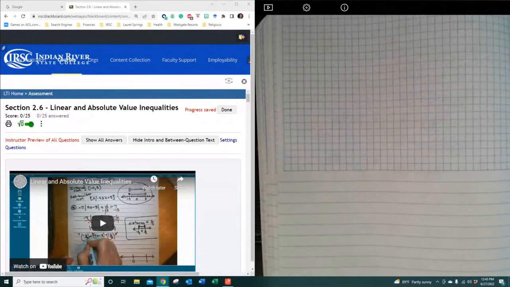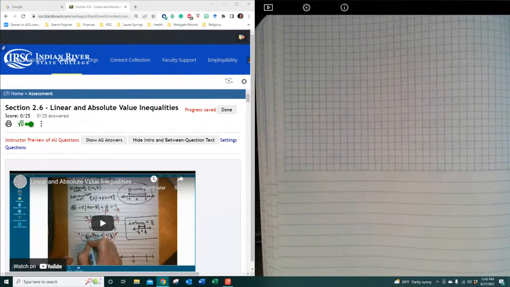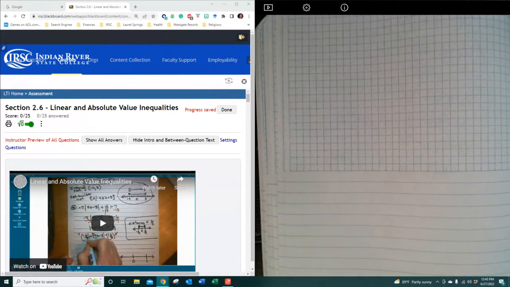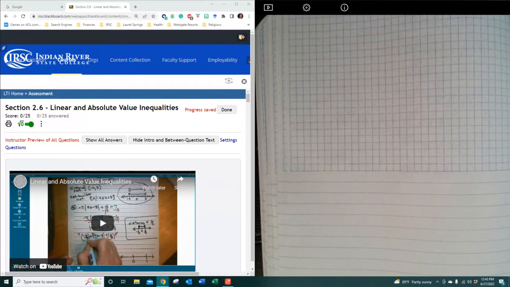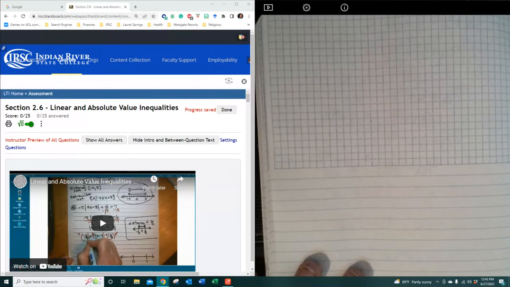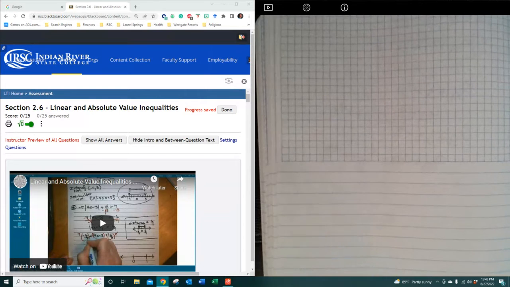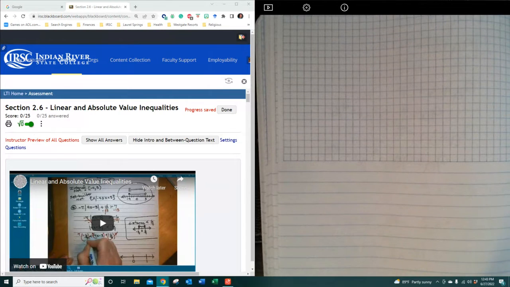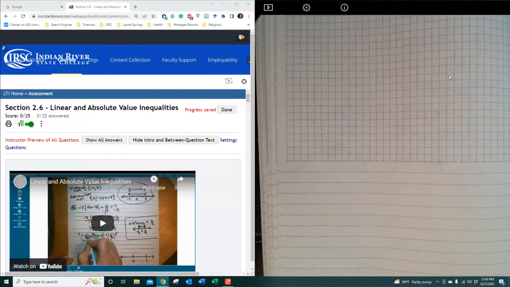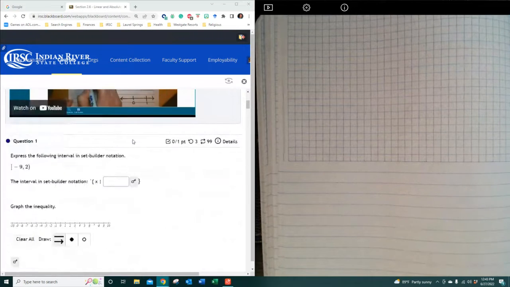All right, now this is the last recording for section 2.6, linear and absolute value inequalities. So this will conclude chapter 2, which is all material for test 1. Now, when you're looking at inequalities, obviously there is an array of answer solutions that make the inequality true. So you have a multiple selection of answers. It's not just one answer anymore.